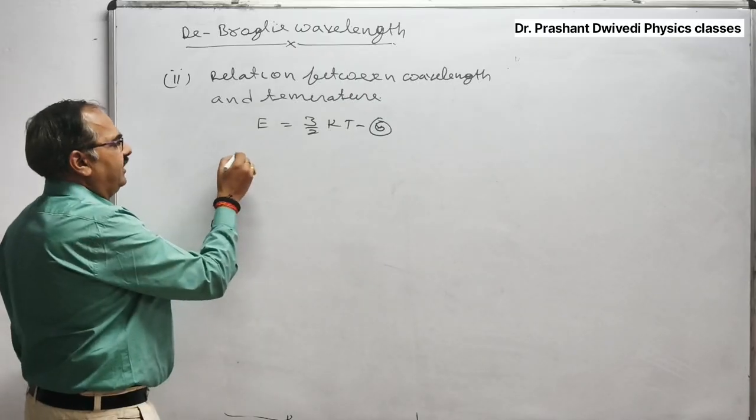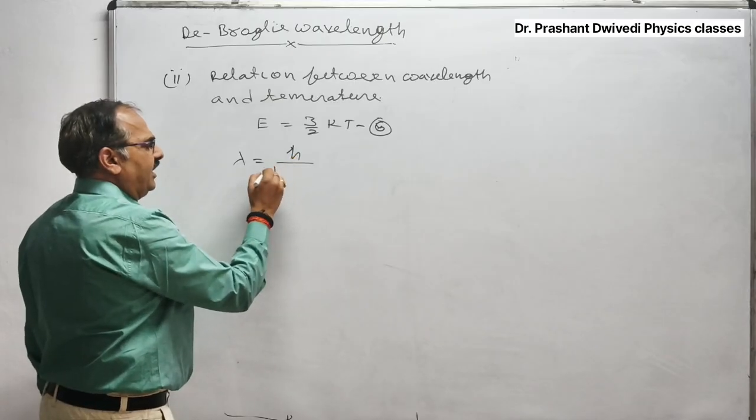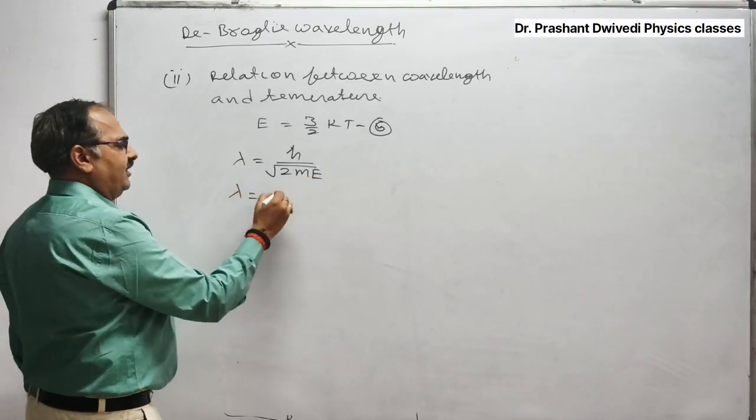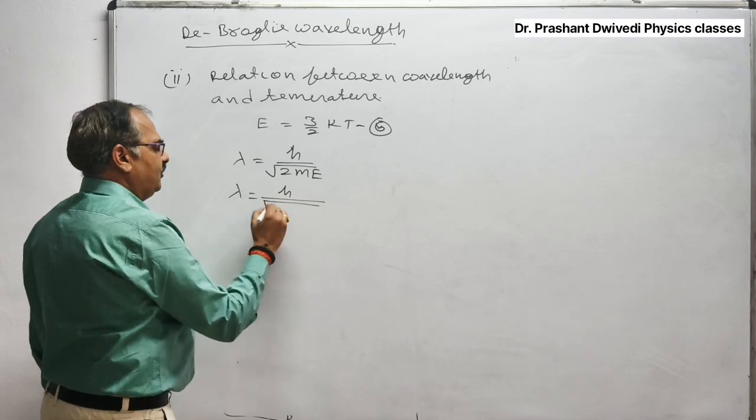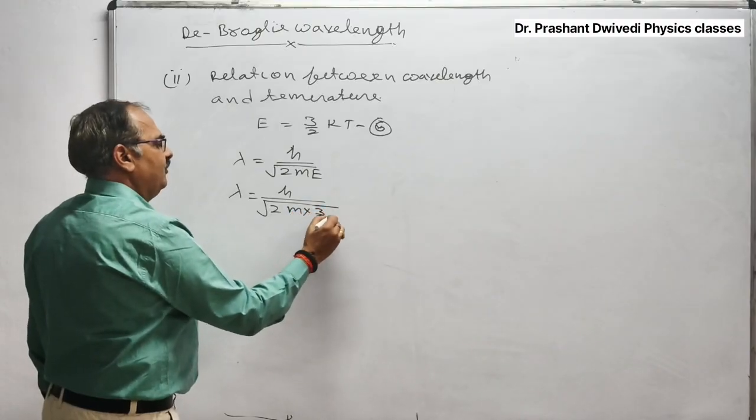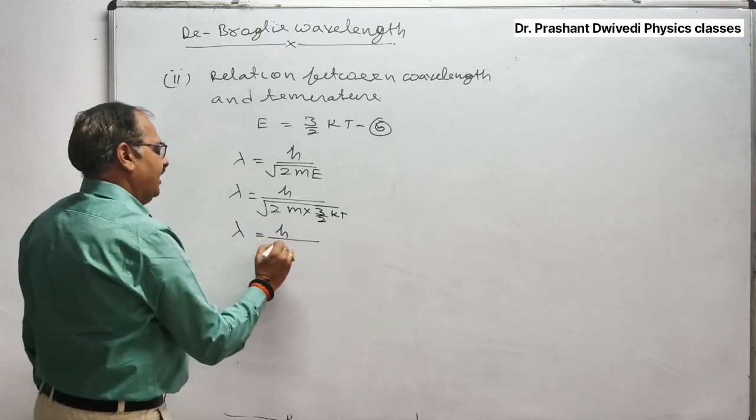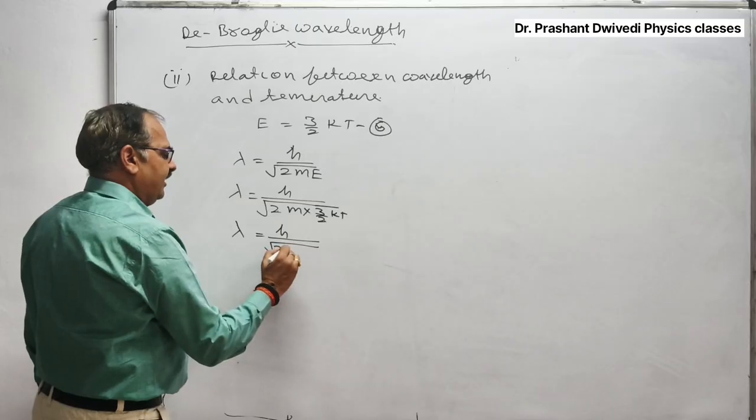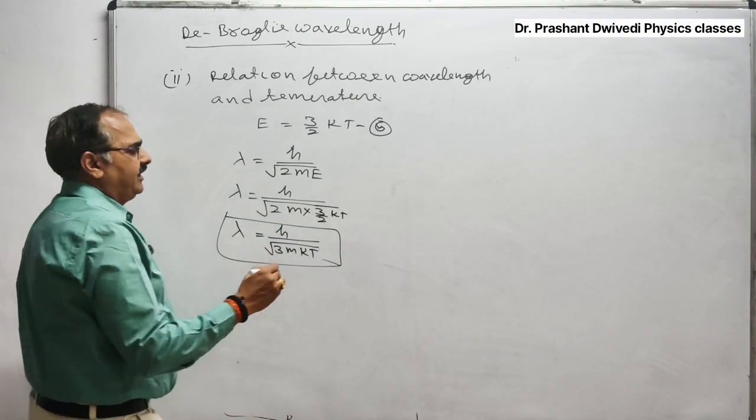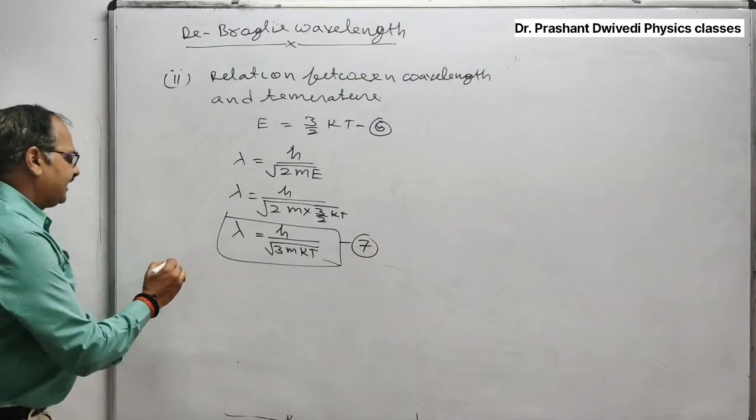This value is put in the de Broglie wavelength. Lambda is equal to h upon under root 2mE. Then lambda is equal to h upon under root 2m into 3 upon 2 kT. The 2 and 2 cancel, so lambda is equal to h upon under root 3mkT. This is the relation between wavelength and temperature. Equation number 7.